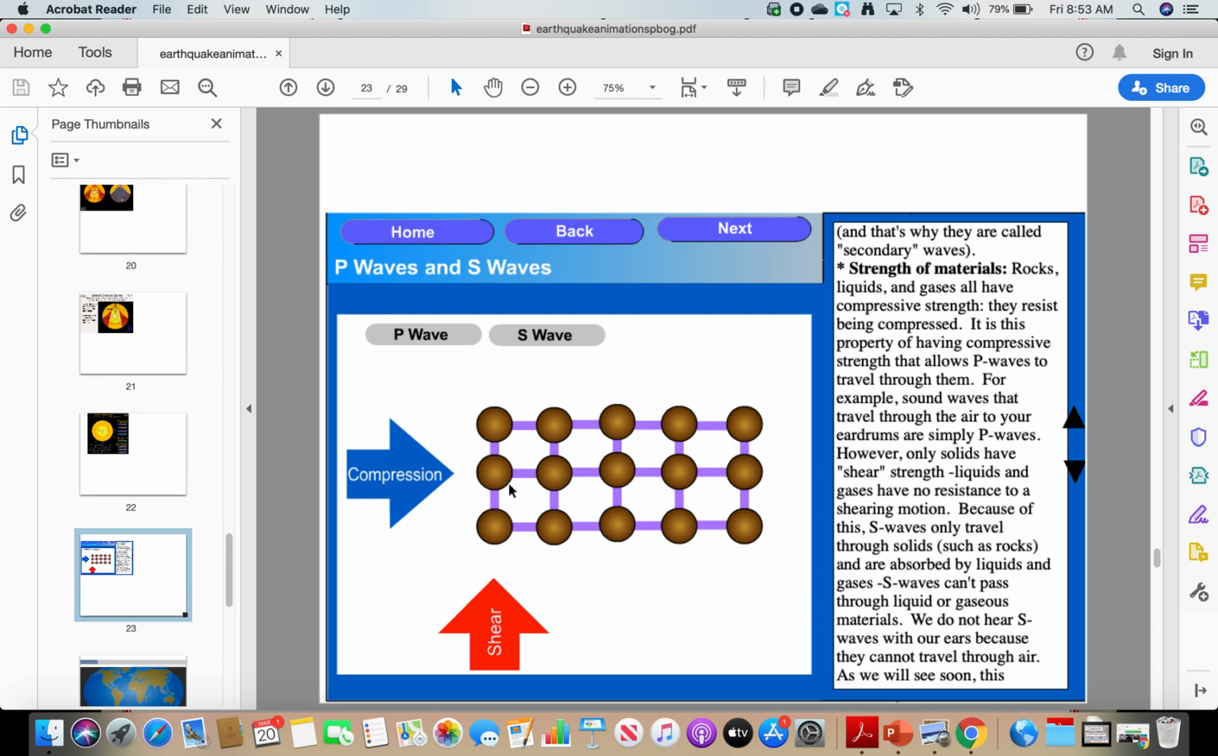However, if you tried to use a scissor to cut water, would it cut water? If you tried to use a scissor, a shear, to cut air, would it cut air? No, because solids are the only ones that have shear strength. Liquids and gases have no resistance to shearing motion. So that's why liquids and gases cannot transmit shear waves.